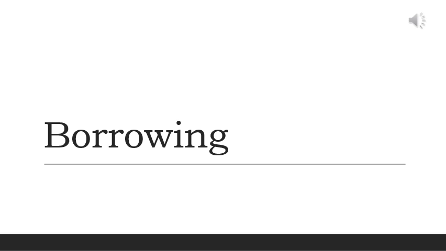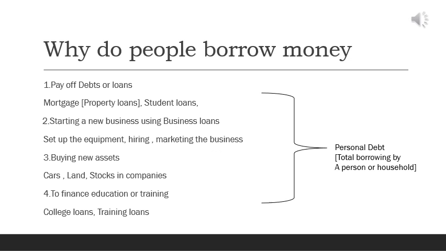Borrowing. Why do people borrow money? First, to pay off debts or loans, like mortgages, which are property loans. Property loans are loans used when you don't have enough money to buy a house, and student loans.